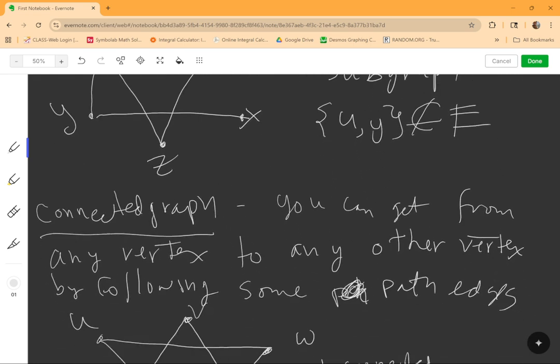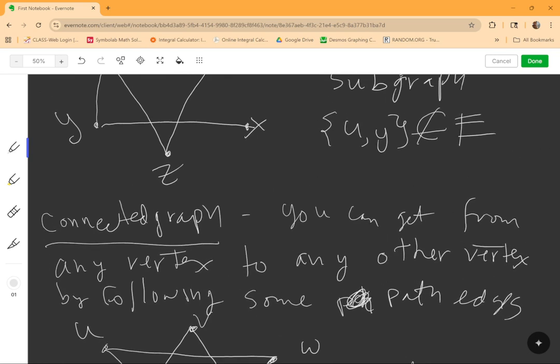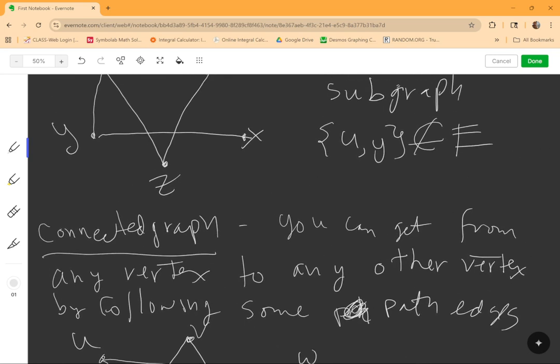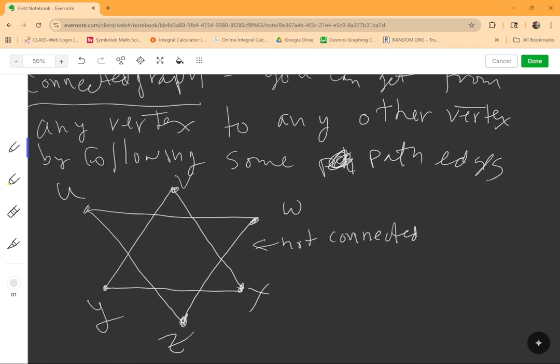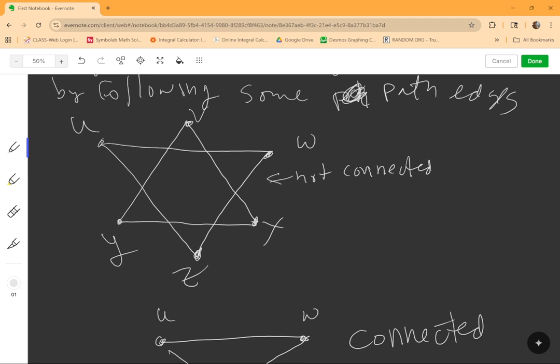Now, the next thing here is this idea of a connected graph. So connected graph means that you can get from any vertex to any other vertex by following some path of edges here. So looking at our example again, G, right? Now this is not connected, right? Mainly because if you look at vertex Z, there is no way of going along the edges to get to X.